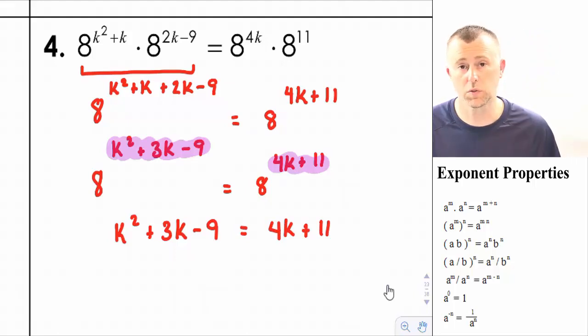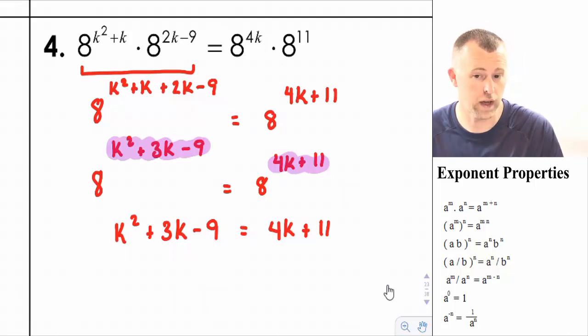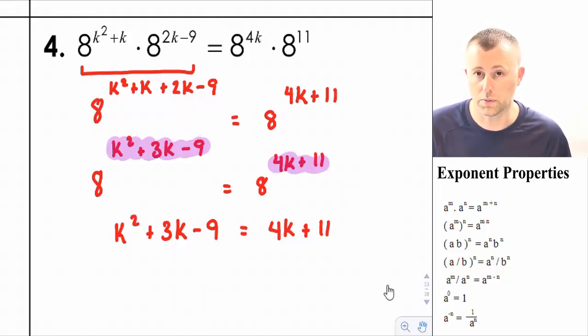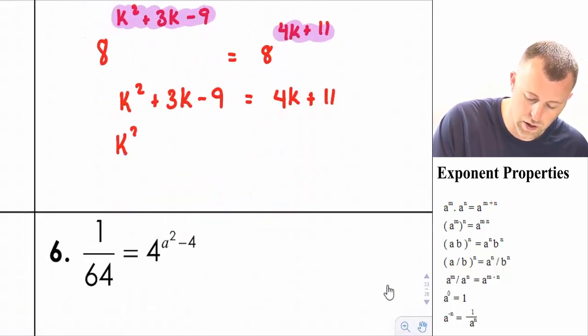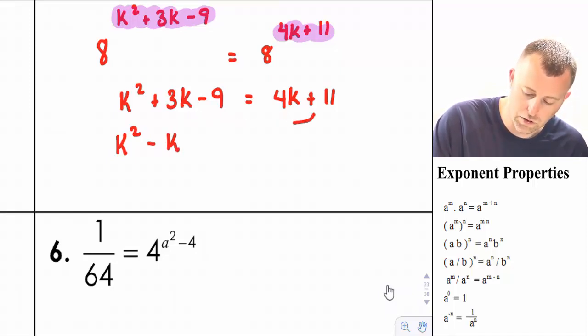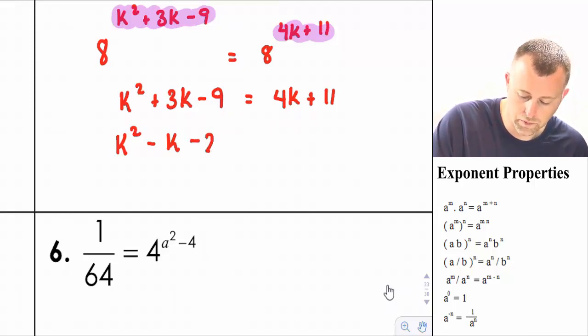Now when we solve this one, we have to realize that we're dealing with a quadratic function. So in order to solve that, I'm going to set it equal to 0 and I'm going to factor it. So if I set it equal to 0, I'm going to move the 4k over, so it's going to give me k squared, subtract the 4k, so that's going to give me minus k. And then I'm going to subtract 11 from negative 9. That's going to give me negative 20.